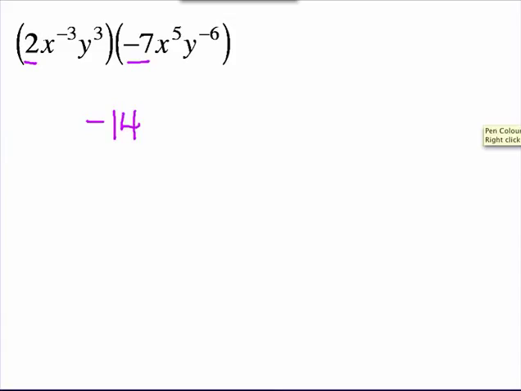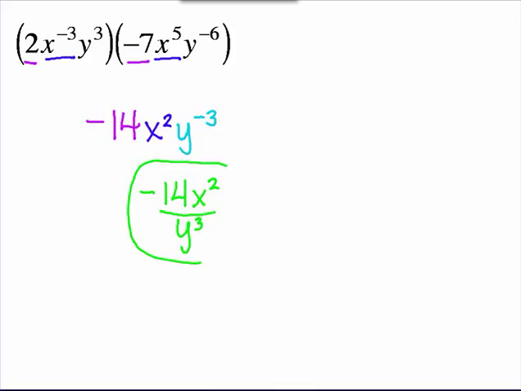Can somebody tell me what the next term is going to be? X to the what power? Second. Because you have x to the negative 3, x to the 5. Add them together, you get positive 2. What's the last term going to be? Y to the negative 3. Y to the negative third. And we can't have that. So our answer will be negative 14x squared over y cubed. So they should be fairly straightforward.